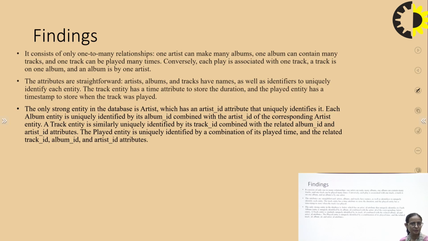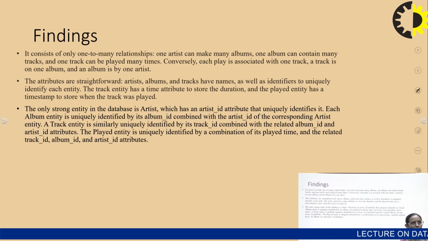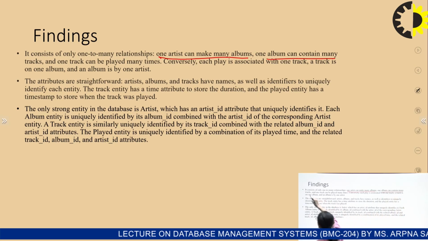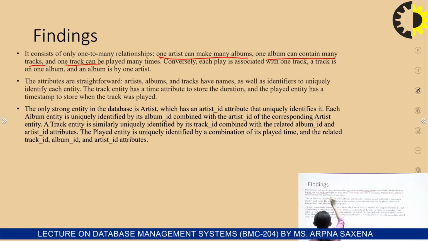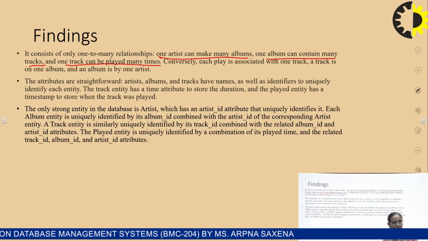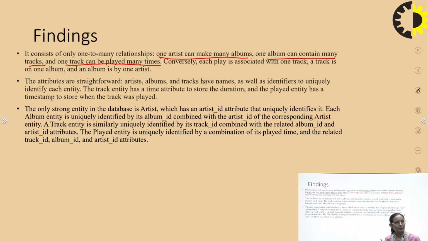So what are the major findings? It consists of only one-to-many relationships. And what are those? One artist can make many albums. One album can contain many tracks. One track can be played many times. So this is a one-to-many relationship in this case. Conversely, each play is associated with one track. A track is on one album and an album is by only one artist.